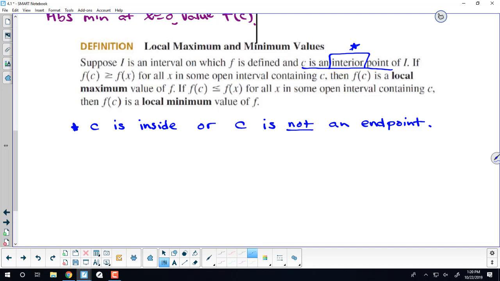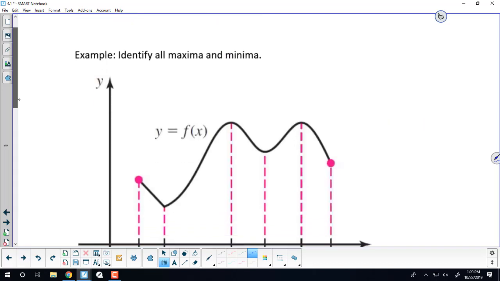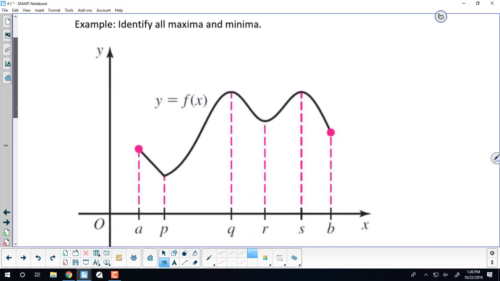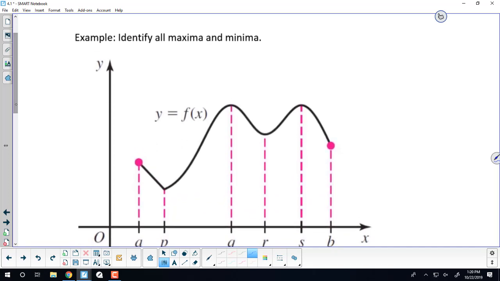Okay, so we'll look at the following example. It says identify all maxima and minima, and really what that means is we want to identify all absolute and local.